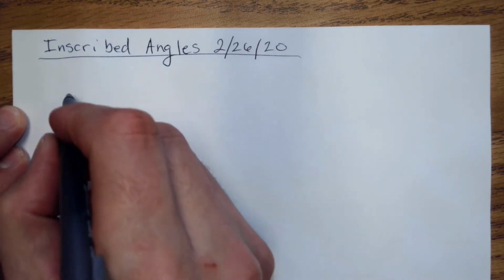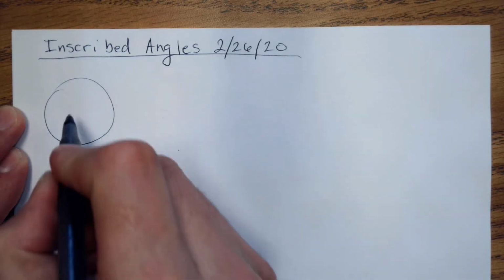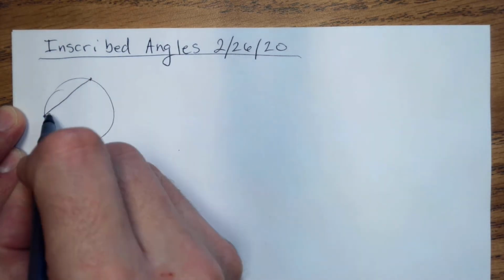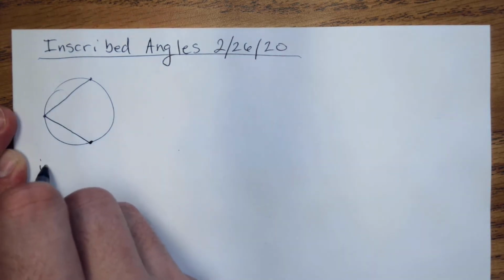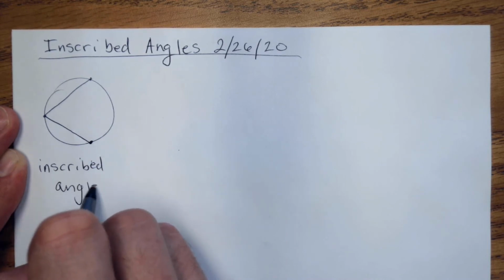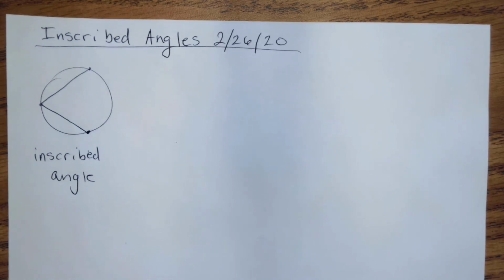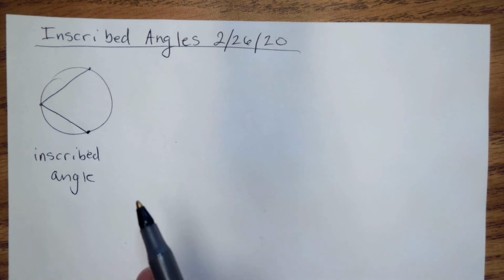Okay, so an inscribed angle is just created when two chords of the circle are joined at a single point. So that is an inscribed angle. It just barely fits. That's the way I think of it. The two chords have to be connected at one single point.